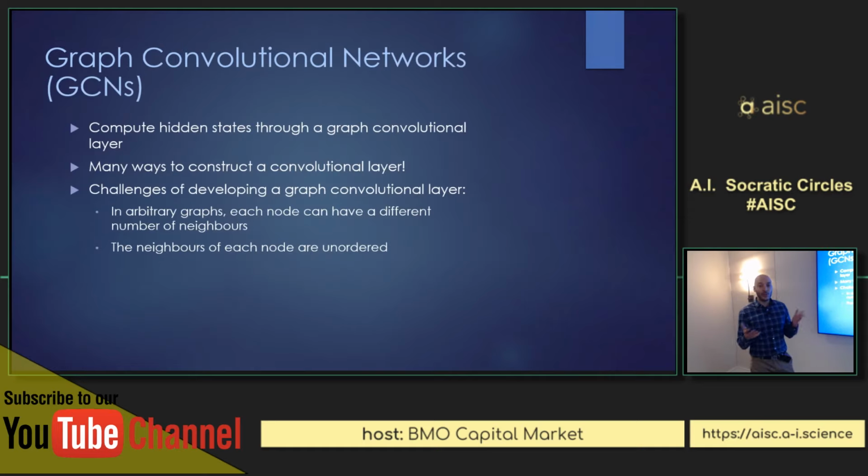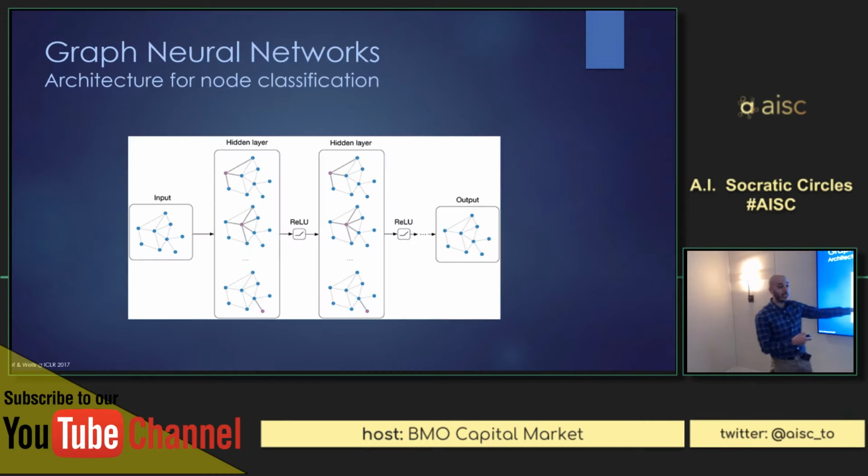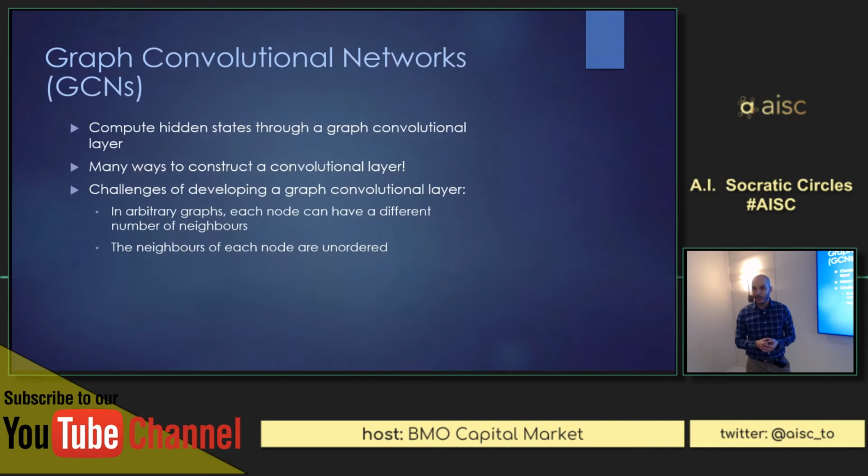So graph convolution networks are a subset of graph neural networks, right? Basically, they try to compute the hidden states in these hidden layers using a sort of convolutional operator. Now you might think, okay, what's so difficult about that? We apply convolutional operators to images all the time. So what's the problem? Well, there are many problems, right? There are many ways to define a graph convolutional layer.